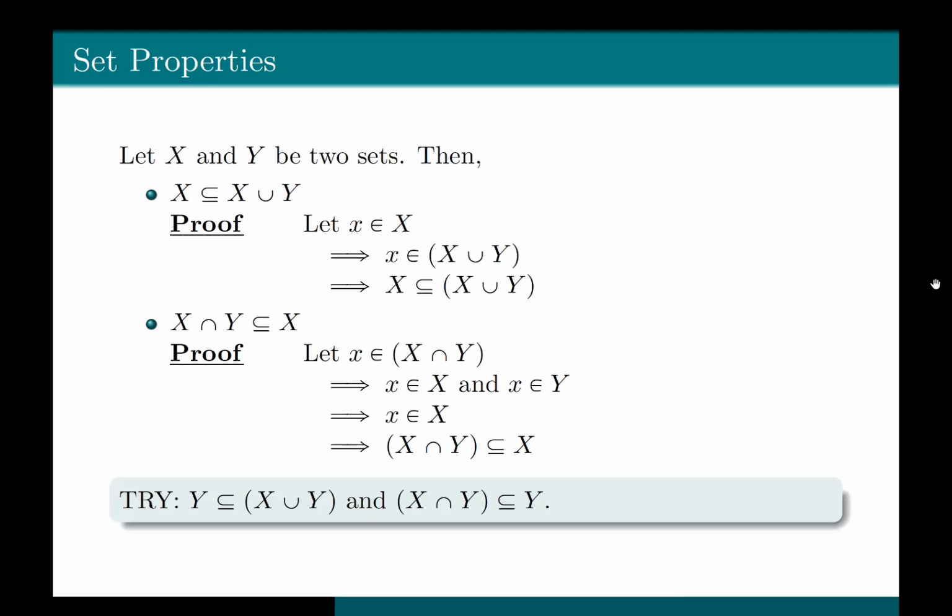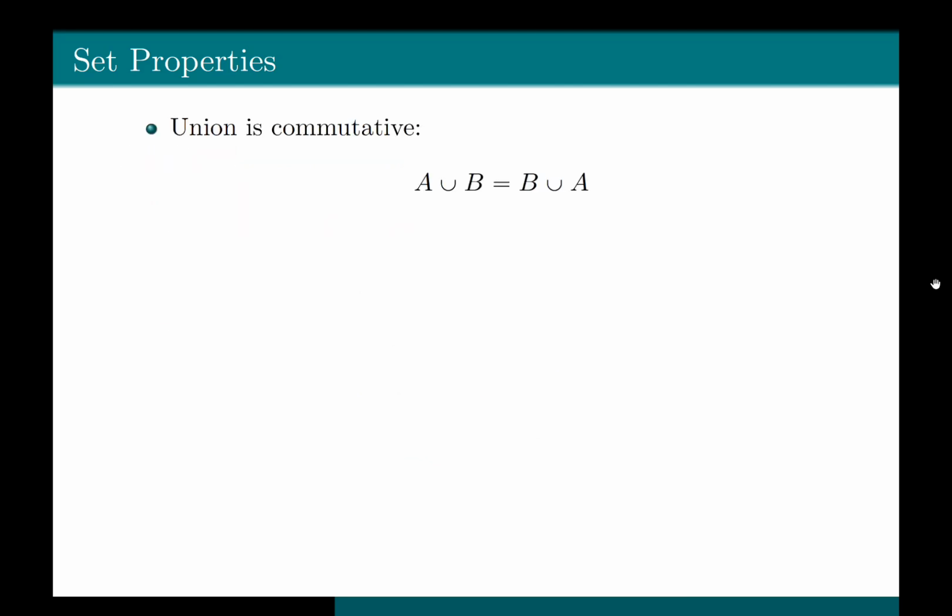Perfect. Now, I want you all to try proving that Y is a subset of X union Y and X intersection Y is also a subset of Y. Just follow the steps with which I have proved that X is a subset of X union Y and X intersection Y is a subset of X. Follow these steps and you should be able to do it. Try it on your own.